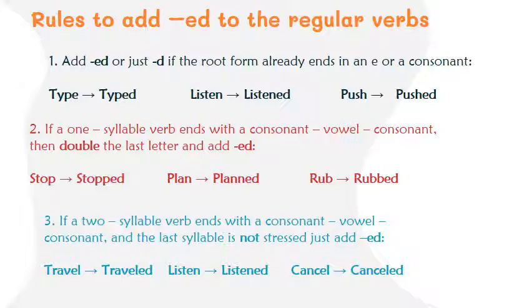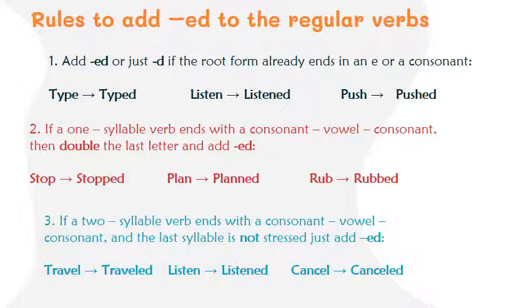Number 2 says, if a one-syllable verb ends with a consonant, vowel, consonant. A one-syllable verb is a verb made of one part, and it has one short vowel sound at the end, with a consonant, vowel, consonant. And when I add the ed, I stress on the last consonant letter, then I have to double the consonant letter, then add ed, like stop, stopped. I'm stressing on the P, so I have to double the P and add ed. Plan, planned. Rub, rubbed.